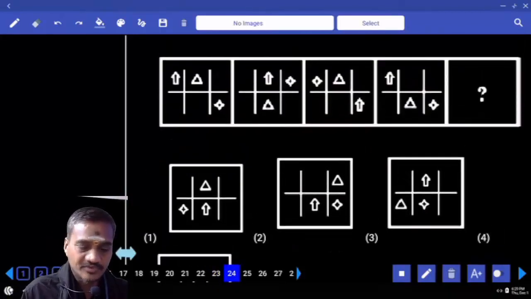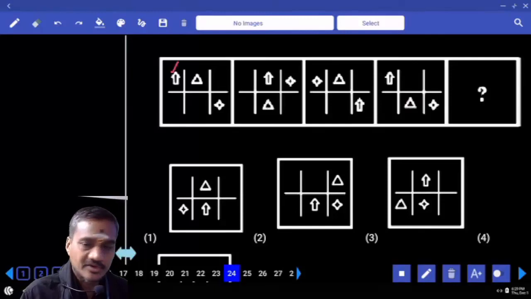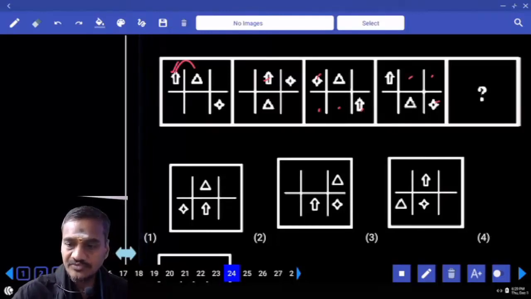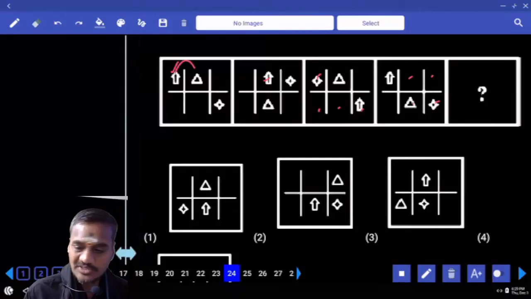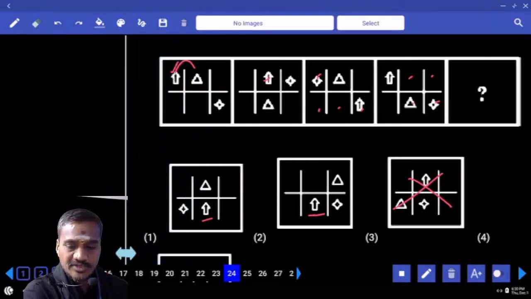Then 24. Now in this 24, we need to find out the next element. What is the next element we have? Then if you observe here, this element, arrow shifted to the second place. Next one, plus 1 position. Next, plus 2 positions. Next, 3 positions. Next, 1, 2, 3, 4, 4 positions. And arrow must be at the center. Arrow at the center in these two. Right? Arrow at the center. Then coming to the next element.